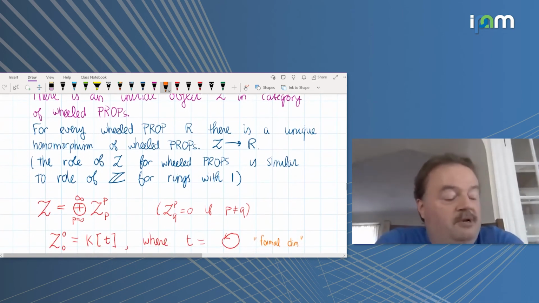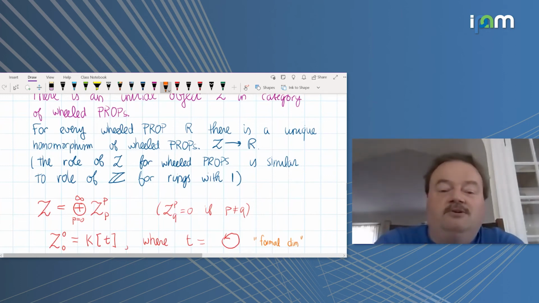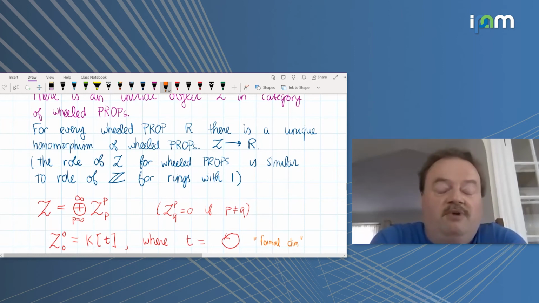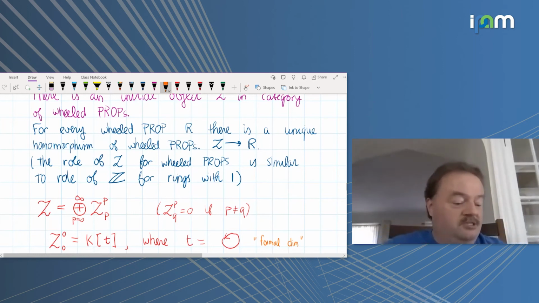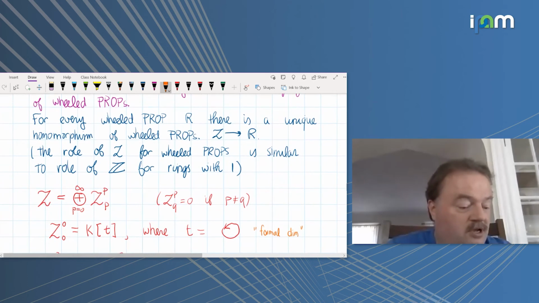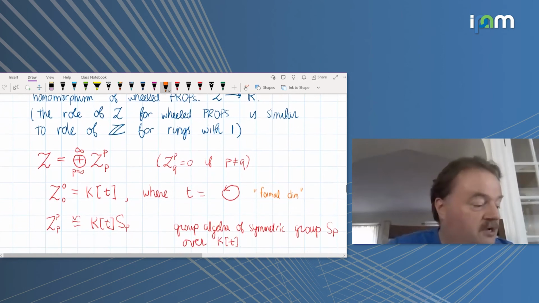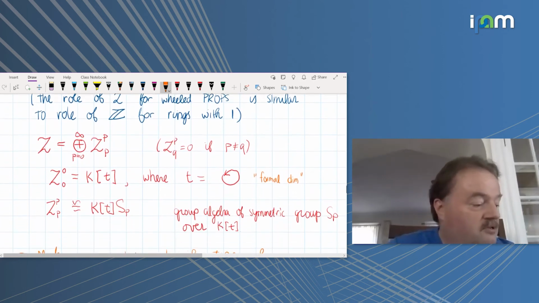For example, ideals in the integers play an important role, right? Prime ideals are given by prime numbers and 0, which determines the characteristic of a ring. So this curly Z here plays a similar role, and it's important to understand the ideals in this initial object. So what is this curly Z?